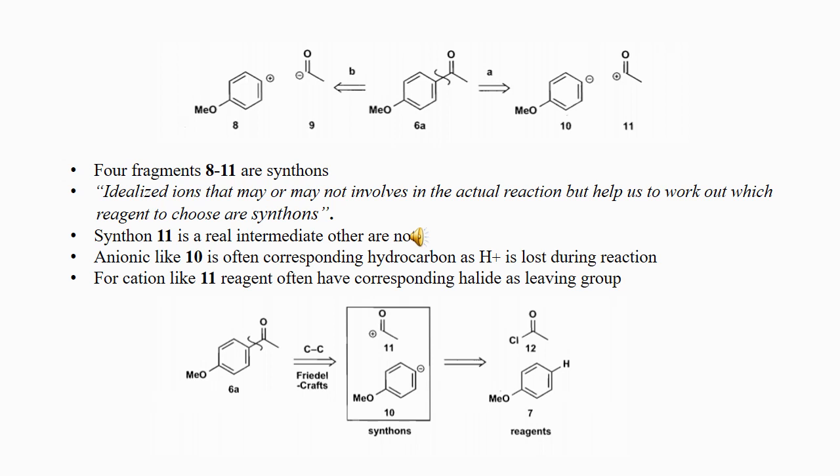The synthons which we are suggesting are logical. The synthons which we are suggesting actually exist, but in the case of disconnection B, the positive charge on the aromatic ring at the carbon which is being disconnected from the carbonyl, and the carbonyl carbon with the negative charge, are not real synthons actually.